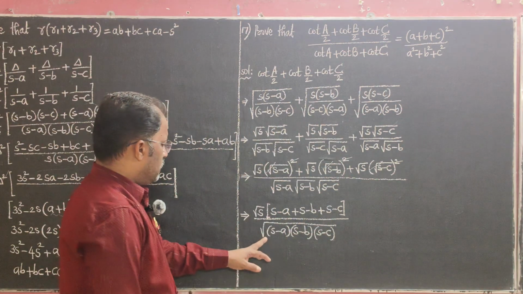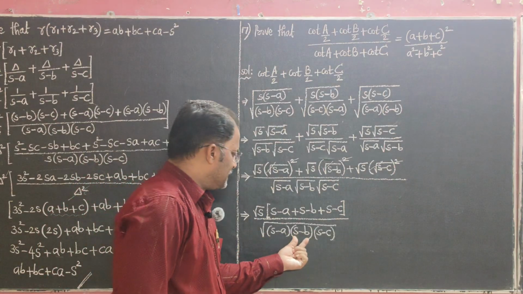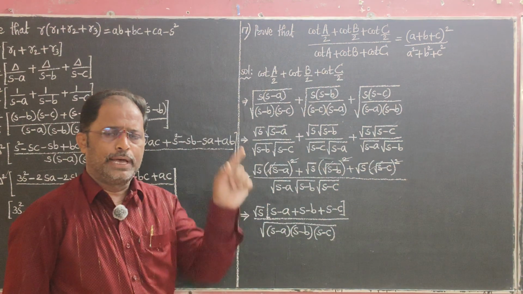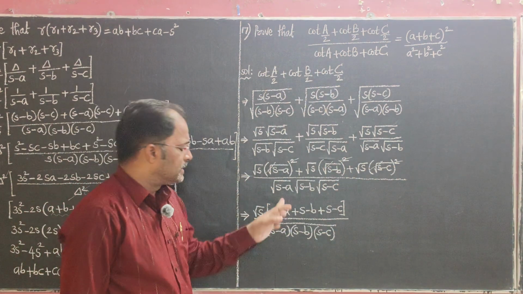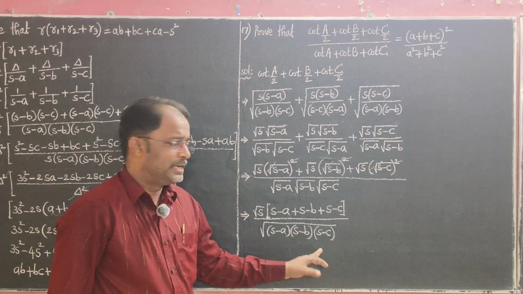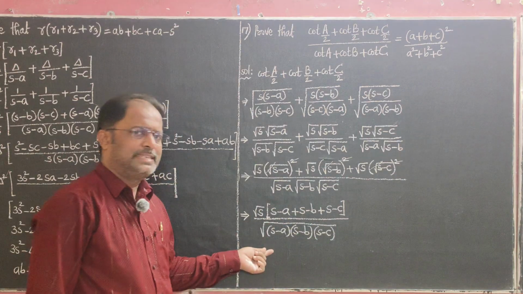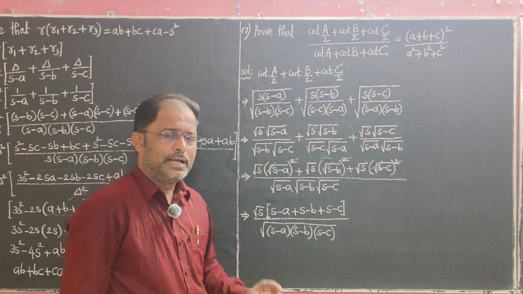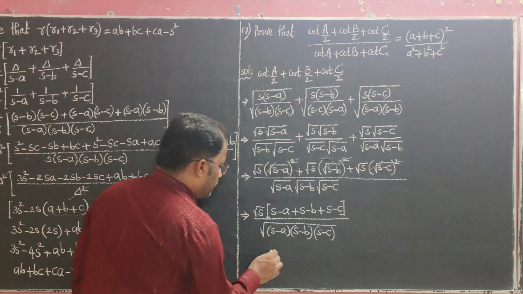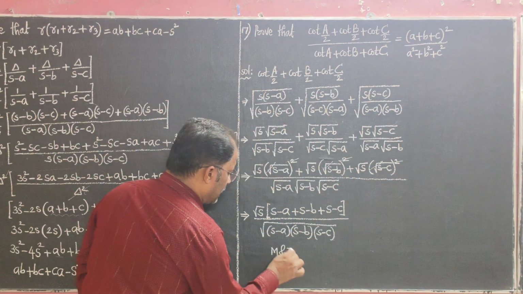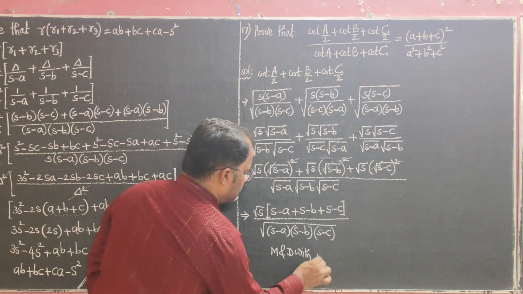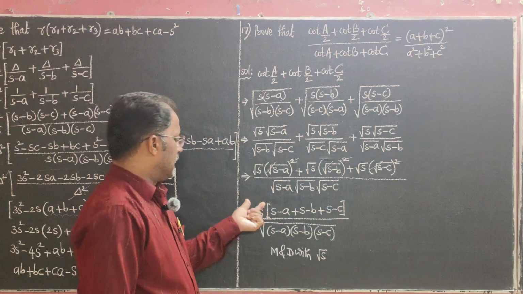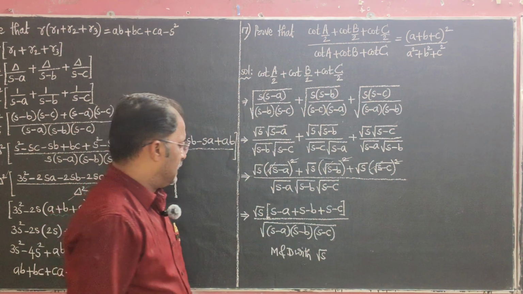Okay, see डिनोमिनेटर देखो एक बार, रूट s माइनस a, s माइनस b, s माइनस c. अपने को डेल्टा फार्मूला, we have the delta formula: square root of s into s minus a into s minus b into s minus c. So if we want to write this as delta, inside s is missing. ओके, रूट के अंदर s मिस हो गया, सो multiply and divide with root s. मल्टीप्लाई करना और रूट s से डिवाइड करना, राइट.